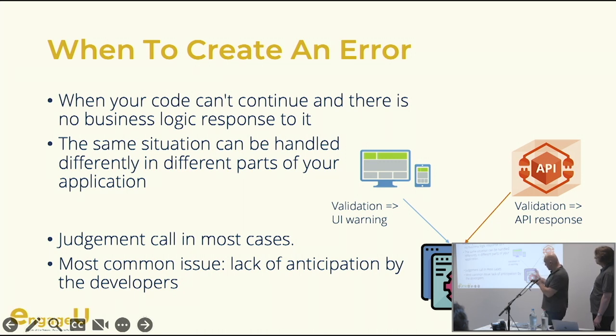But really, again, important note, this is the most common issue that we see across the code. People do not anticipate enough. They just code in the happy flow, and they never think of what happens if this fails. What happens if it does?